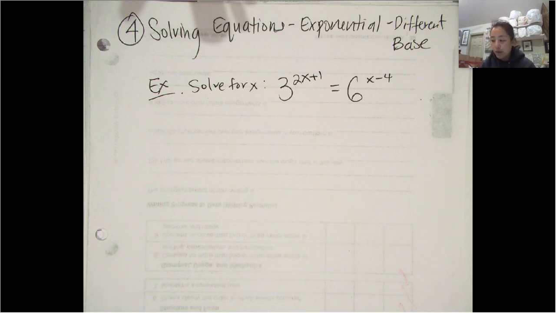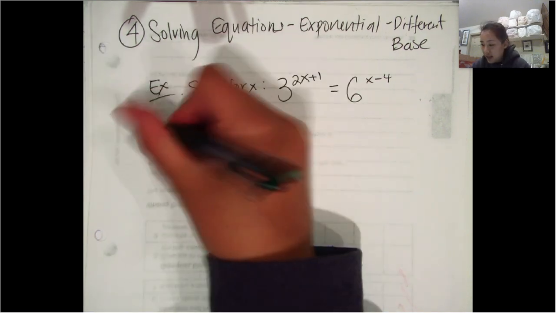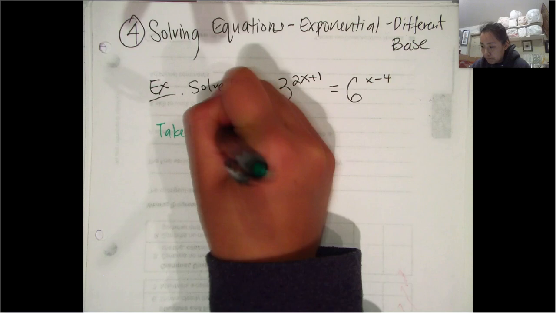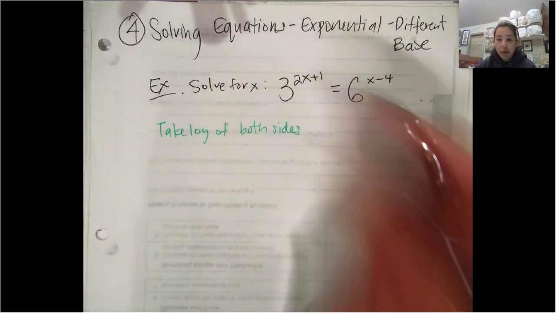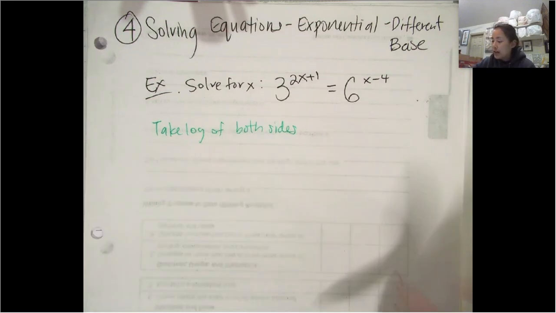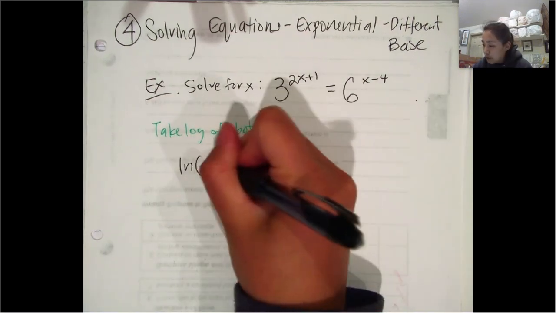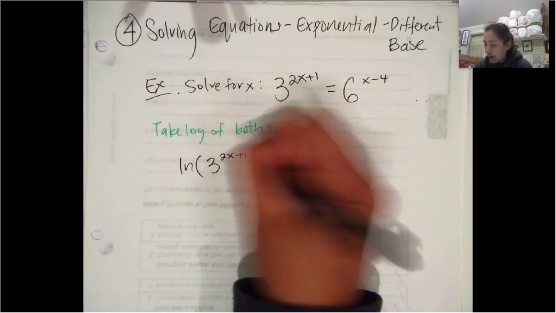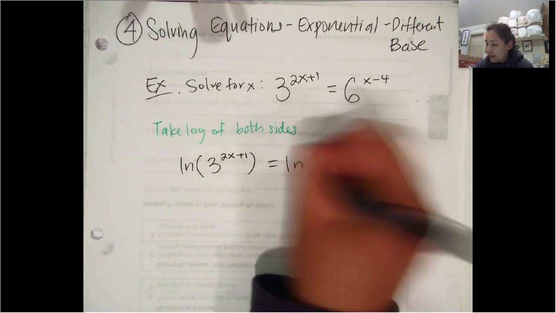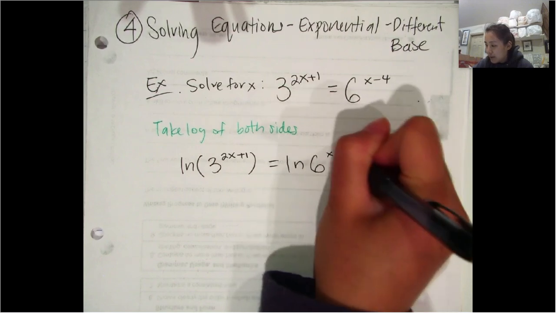Okay, so what we're going to go ahead and start by doing is taking the log of both sides. And you can pick any log you want. I generally either pick ln, the natural log, or the common log, so log base 10. So you want to take the log of both sides. I'm going to go ahead and use ln, natural log. And so we have ln of 3 to the power of 2x plus 1 equals ln of 6 to the power of x minus 4.